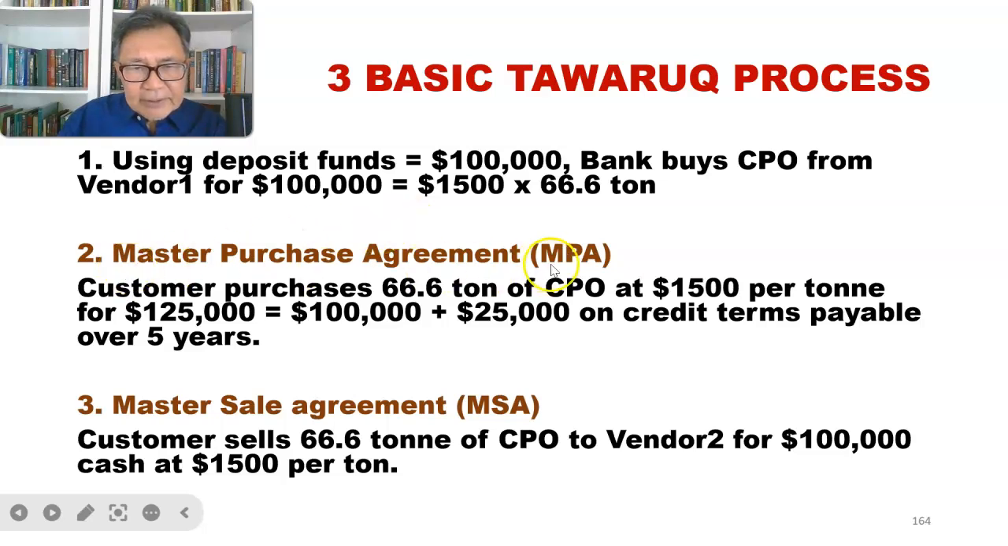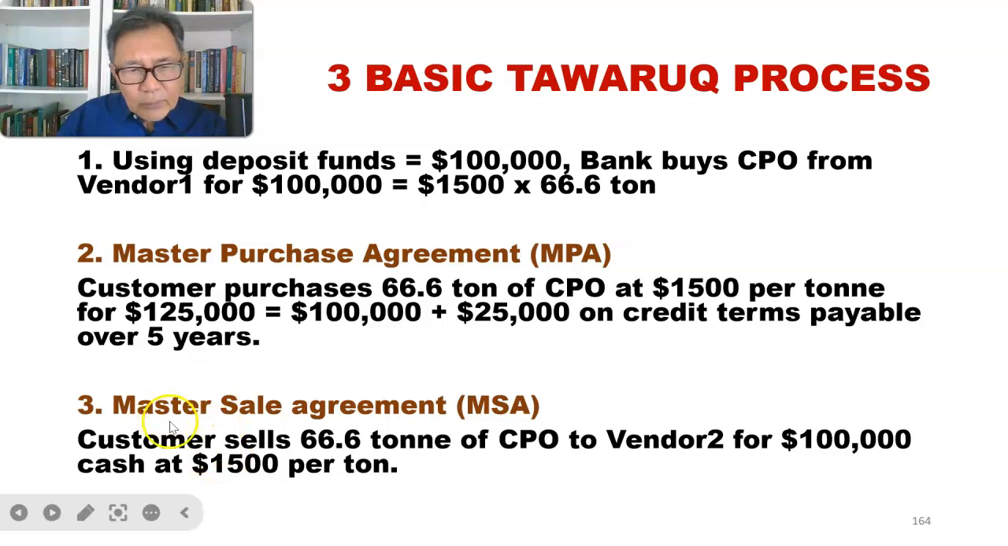So in a master purchase agreement, we see that the bank will sell the 66.6 ton of CPO, or the customer will purchase the CPO at $1,500 per ton for $125,000. Not for $100,000, because the MPA is a credit sale. It's a credit sale where payment will be made by installment over 5 years, and that credit sale is at $125,000.